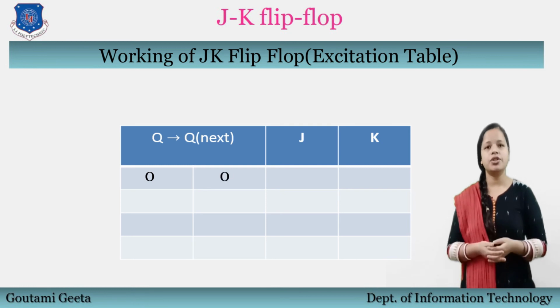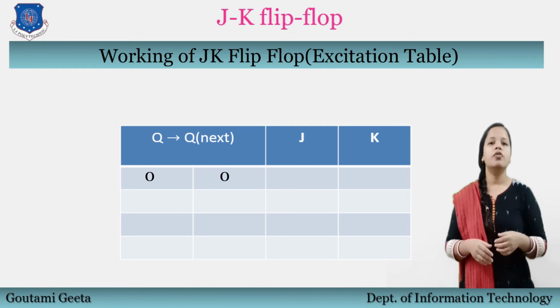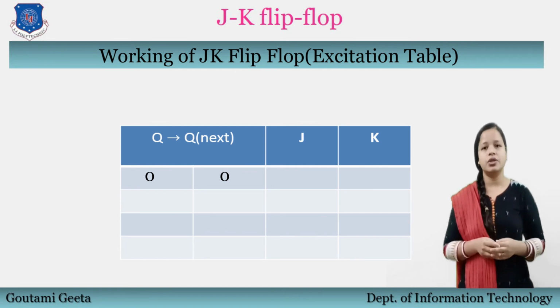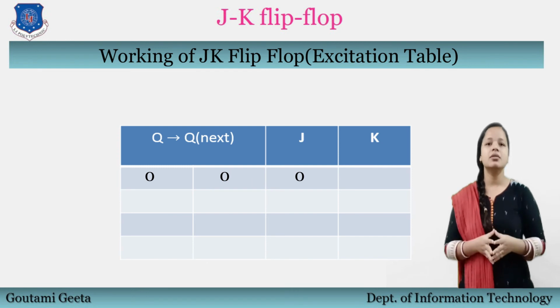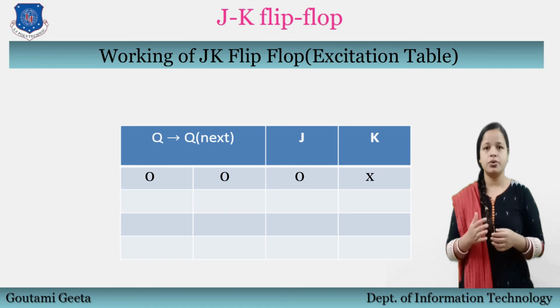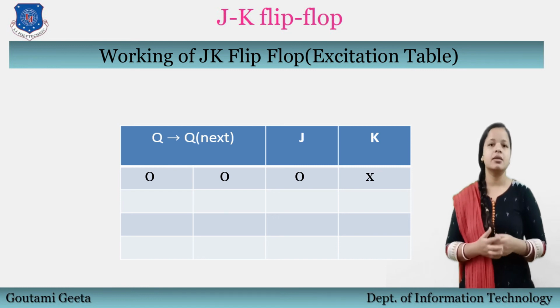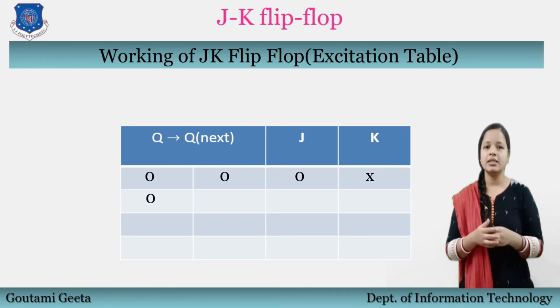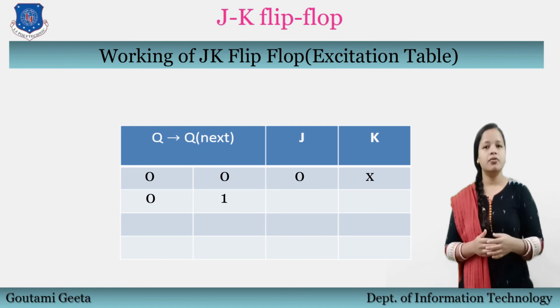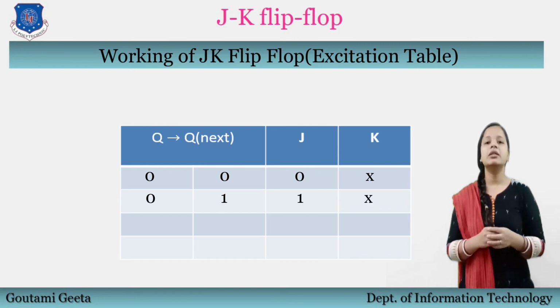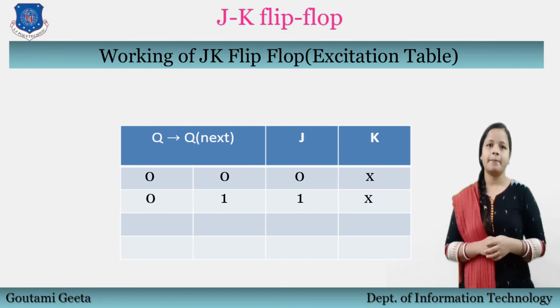Let's take the first situation when the next state is 0. From the truth table, we can see that when we have J is equal to 0 and for any value of K, we get Qn as 0. So we are writing here values for J is equal to 0 and K is equal to x. For the next situation when the current state is 0 and the next state is 1, then for J we have to give 1 and for any value of K we get Qn as 1.